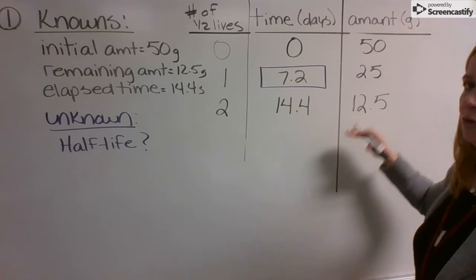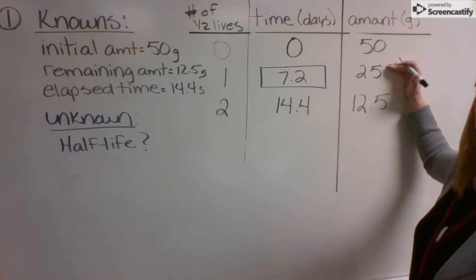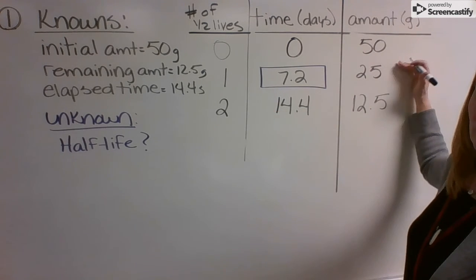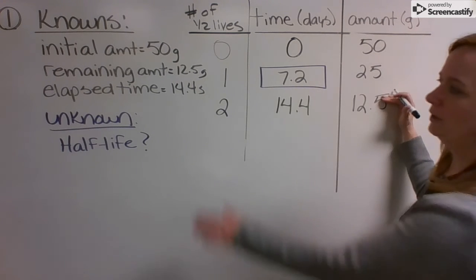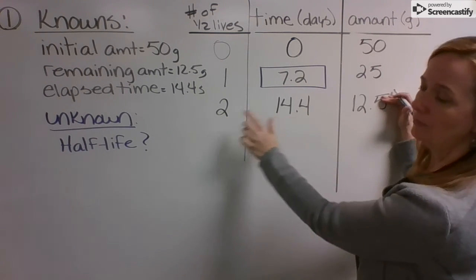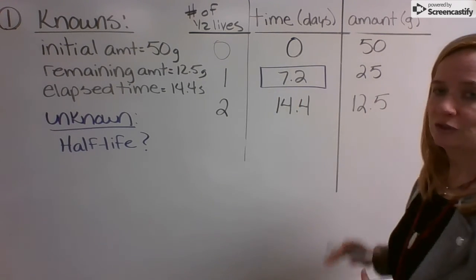So anytime you go from initial to final, you're going to half your sample until you reach that point. Count how many times you had to half it. 1, 2. Record that in that column. And then divide your total time by the number of half-lives, and you will get your half-life duration.